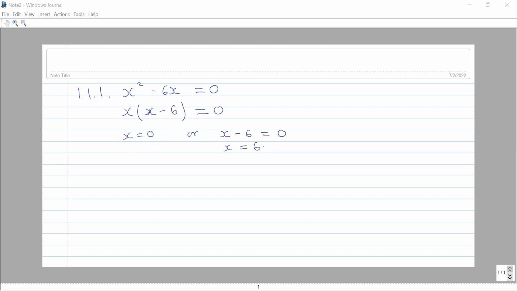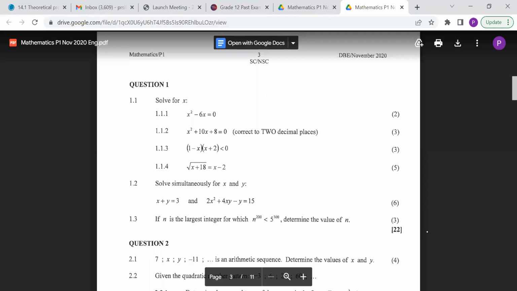So for the second question, they want us to find x, where x squared plus 10x plus 8 is equal to 0. Then they say correct to 2 decimal places. When they have this part, usually it's a giveaway, a hint to tell you that you need to use the quadratic formula. So let's copy this down, then we can find the value of x.